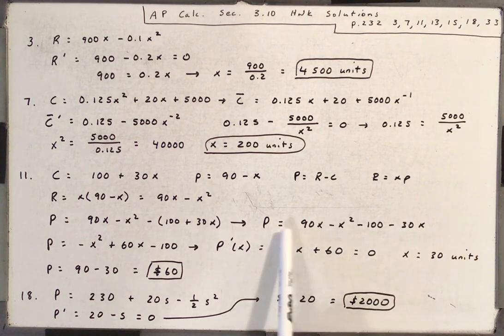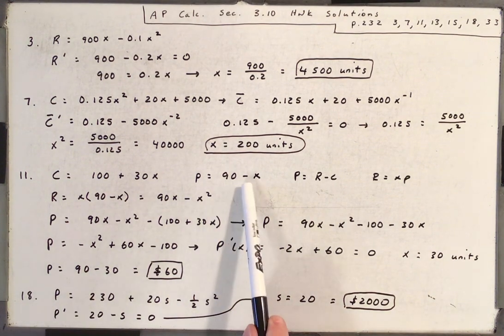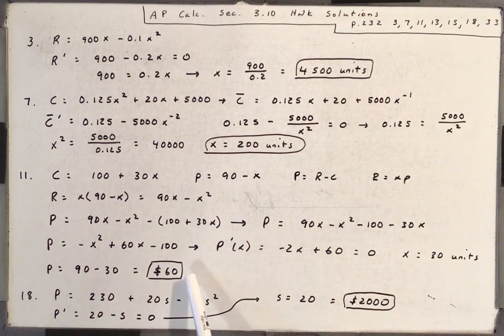And now I'm going to combine like terms and bring the x squared out front. I have negative x squared plus 60x minus 100. That's our profit equation. Take the derivative of that. You get negative 2x plus 60. I'm going to set that equal to 0. Solving for x, you would get 30 units. Now that's not the answer. Don't circle that. The price then is 90 minus x. So 90 minus 30 is $60.